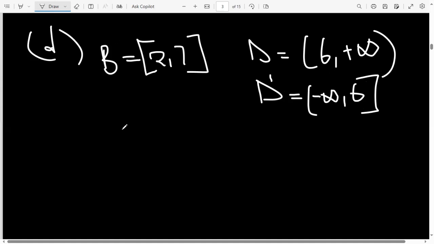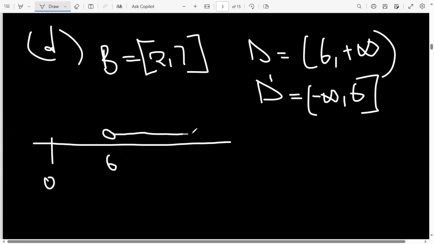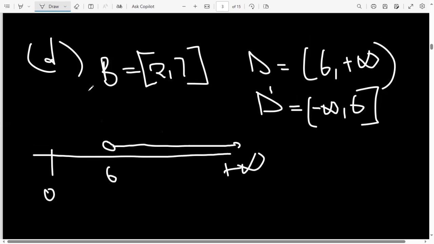For those who are confused, this is the situation that we have on the D. If this is my 0, and then I have my 6 somewhere, my D will be from this open circle all the way to positive infinity like that. And then we want to find the D complement. Since we want to find B minus D, which I said is the same as B intersection D complement, we are finding this D complement here.